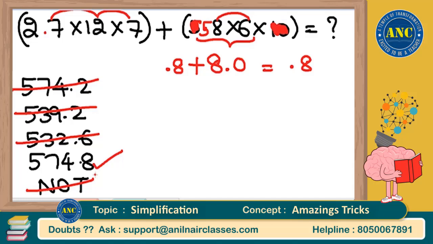The answer should end with 0.8. Rajashri, the answer necessarily need not end with 8.8, because for this 8, this will have some place here. That 8 will be added to those numbers. So it might change the answer, but it will definitely end with 0.8.